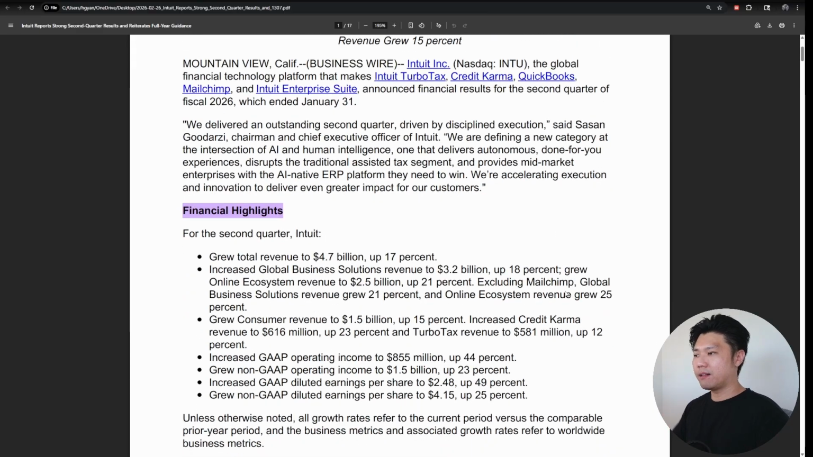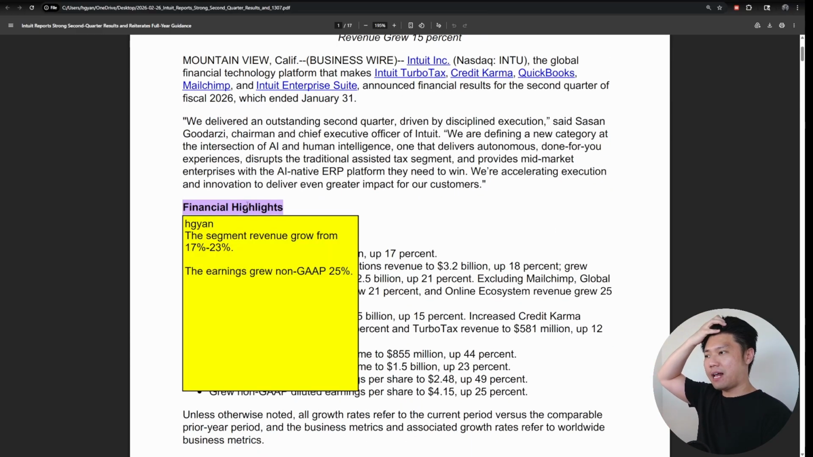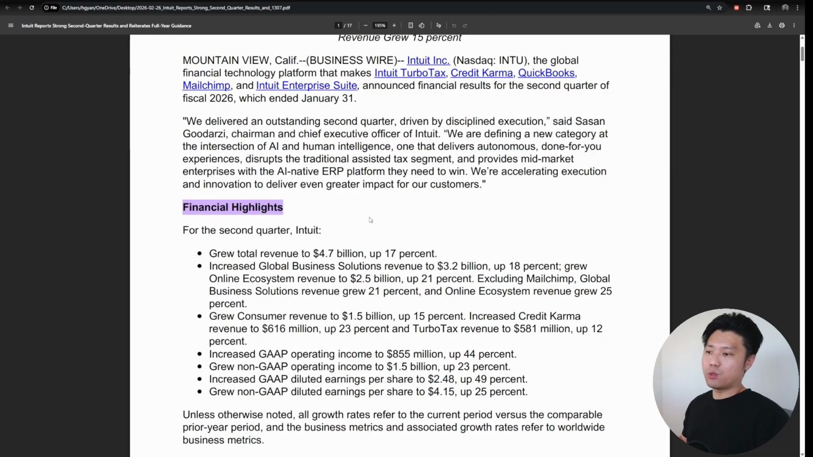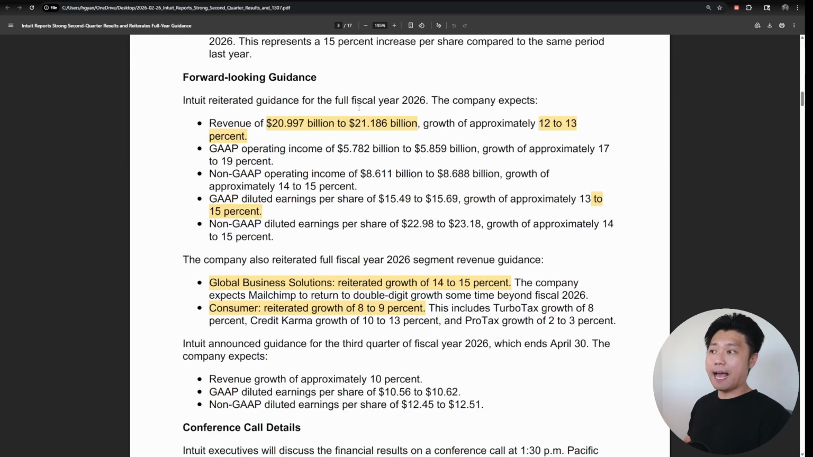So let's look at the financial highlights. The segment revenue grew from 17 to 23%, and the earnings for the non-GAAP grew 25%. That is down here. Looking at guidance, let's look at the guidance, right? The revenue is only going to go up about 12 to 13%, which compares to 17 to 23% for each of the segments, right?